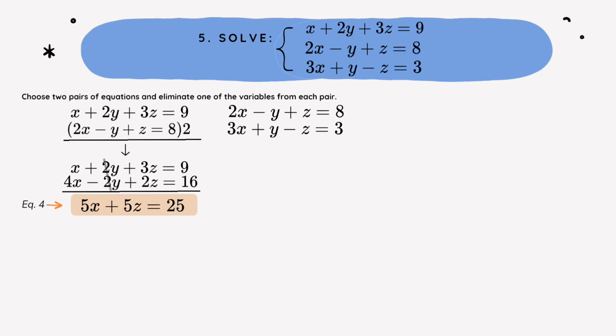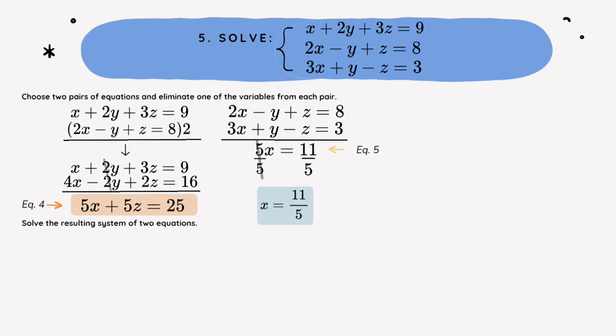Let's now solve our second pair. Let's add the two equations and this will eliminate both y and z. Therefore, we'll have 5x equals 11. 5x equals 11 will be our equation number 5. From our equation number 5, we can already solve the value of x. Dividing both sides by 5, we'll get x is equal to 11 over 5.